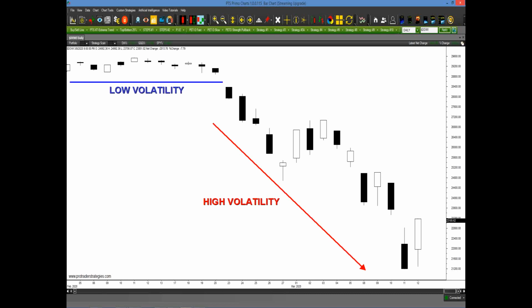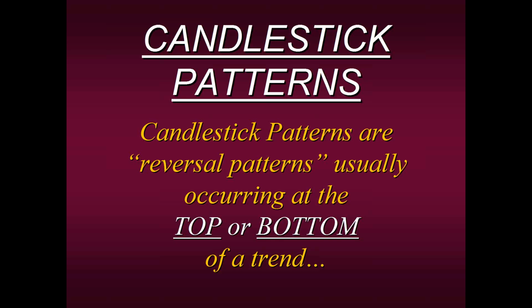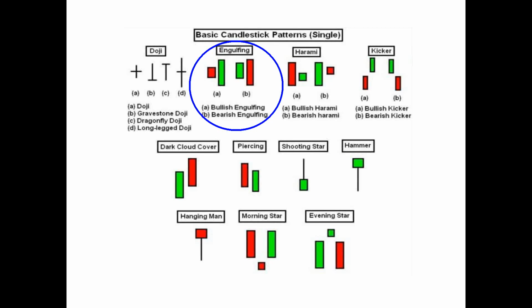Now, going back as long as I can think of, one of the best ways to trade volatility has always been by using basic candlestick patterns, okay? Because candlesticks have been very good for determining what, in all actuality, they think the market is going to be doing. In fact, here's the traditional way of defining the way in which to use candlestick patterns. Candlestick patterns are reversal patterns, usually occurring at the top or bottom of a trend. So this is the way we've all been taught to use these type of patterns.